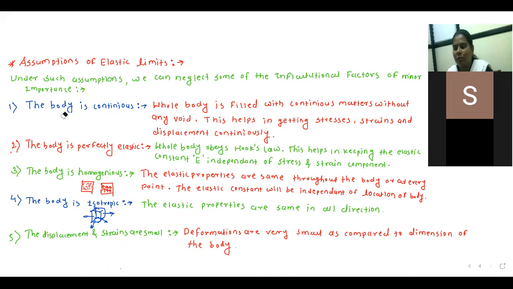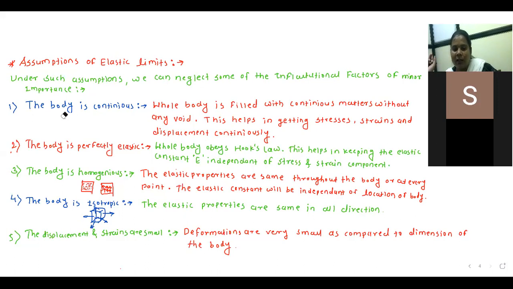So the first assumption is the body is continuous. When we say the body is continuous, it means the body is filled without any void. After that, the second assumption: the body is perfectly elastic. When the whole body obeys Hooke's law, that is, within the limit of proportionality, stress is directly proportional to strain, then we say the body is perfectly elastic. If our body is perfectly elastic, our Young's modulus is independent of stress and strain components.